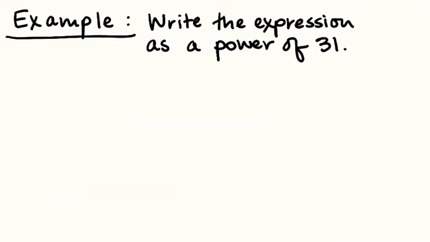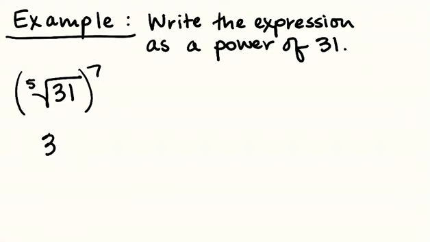All right, so: write the expression as a power of 31. This is the type of question you're going to be asked on a quiz or a test. It's going to have an expression involving some sort of radical, and it's going to ask what the real power is. So maybe we've got something like the 5th root of 31, taken to the 7th power. Well, we know that the 5th root is the 1/5 power. So this is 31 to the 1/5, then taken to the 7th, and that's where I multiply the powers. So 7 times 1/5 is 7/5.